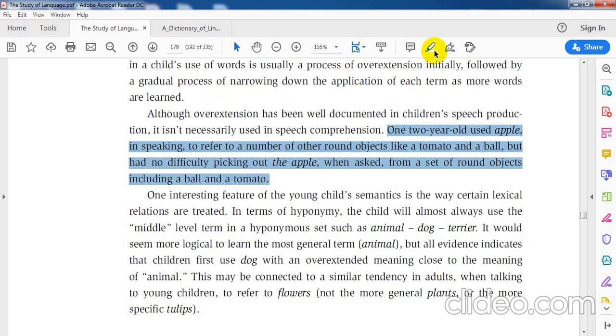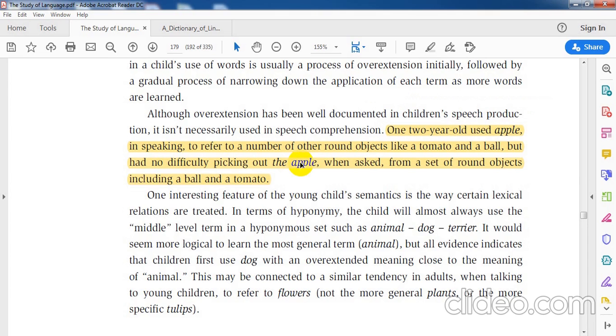Now, this overextension in the use of one word depending on size, shape or whatever, that doesn't mean that the child is not able to distinguish between the objects in front of him or her. Let's see here. A 2-year-old used apple in speaking to refer to a number of other round objects, as we said, like tomato or a ball. But that child who overextends the use of the word apple is able and finds no difficulty in picking out the apple among many other objects.